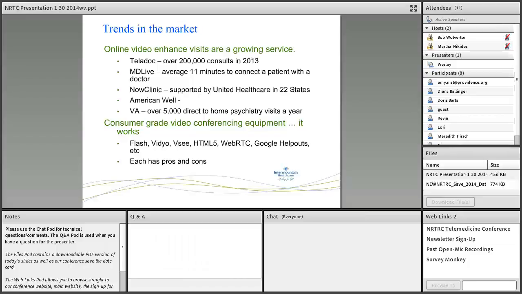So Teladoc, which had, I think, 1.6 million members 3 years ago, has experienced over a 400% growth to where they're claiming 7 to 7.5 million members this year. As you see in the slide, 200,000 consults in 2013, and you can kind of see the rest of the data there.